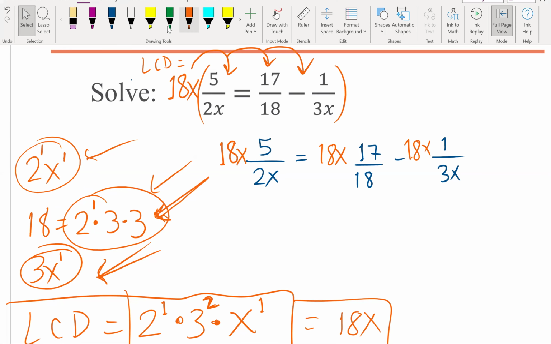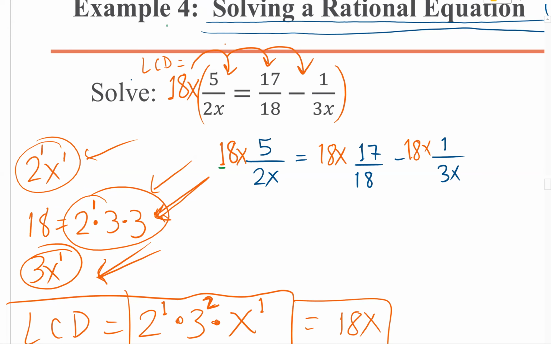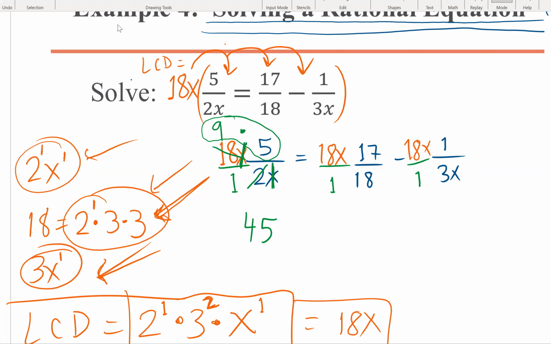You don't have to do this if you feel good about it, but I'm going to put each of those 18x's over 1 and then reduce. Along the diagonal, the x cancels on the leftmost fraction, and the 2 goes into 18 9 times. All the x's are gone. I'm just left with 9 times 5, which is 45. So far it's looking a lot more simple than it did before.